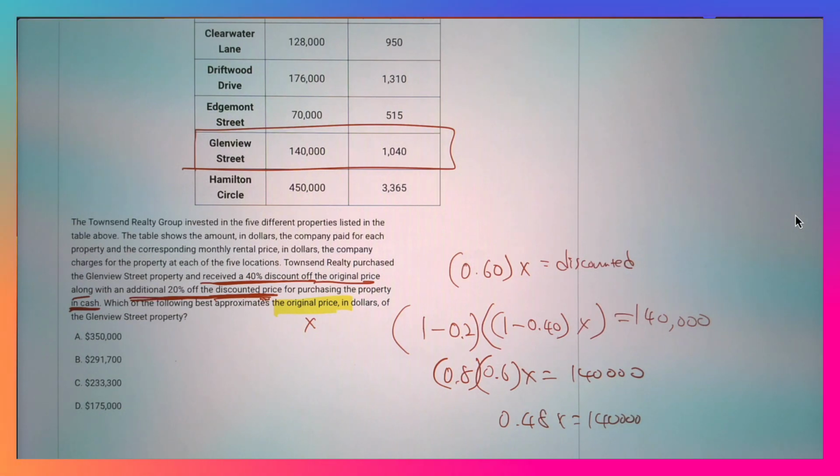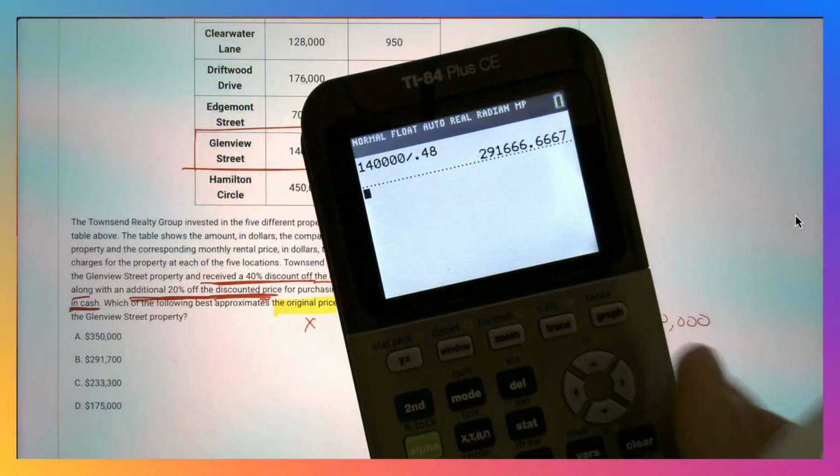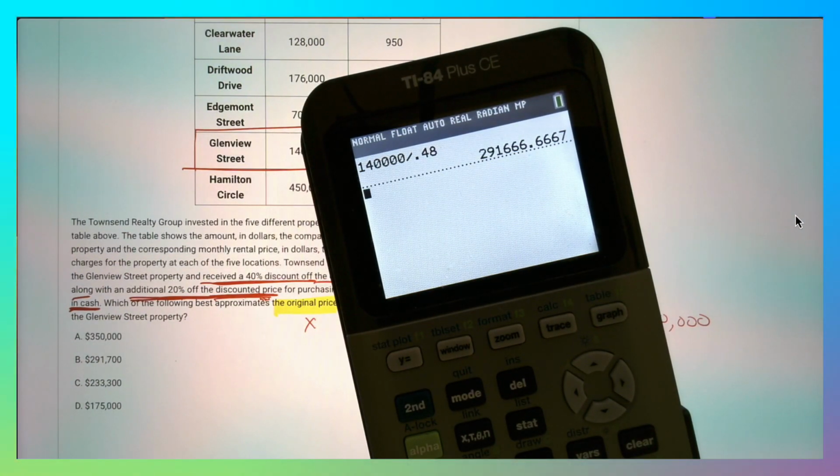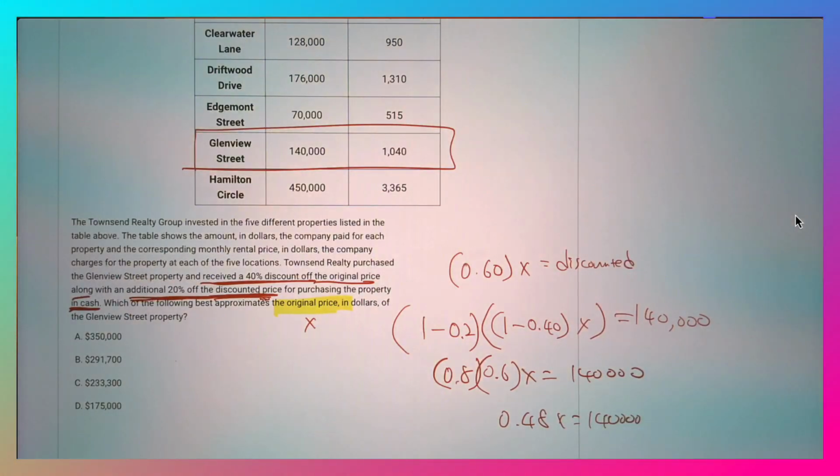But let's say that's not the case for you. So 140,000 divided by 0.48 gives us 291,666. Look, all our answer choices look rounded to the nearest 100. So if you look at the tens, 6 rounds up to 700, right? So 291,000 for the x. The answer should be B.